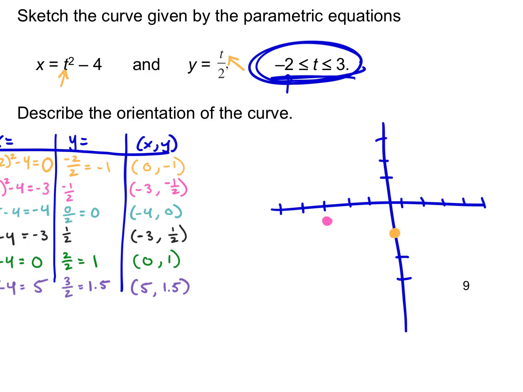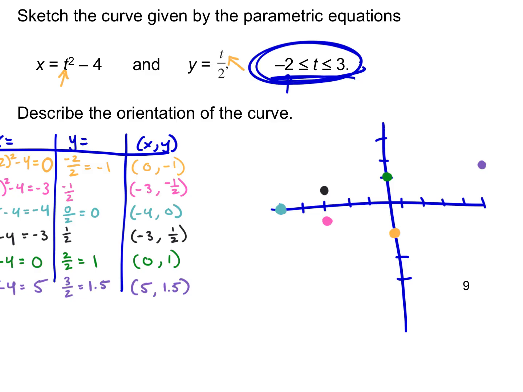Then my teal point, we go to the left 4 to negative 4, stay at 0. The black point here, we go to the left to negative 3, up 1/2. And then the green point, we stay at 0, go up 1. And then lastly, our purple point, we go to the right 5 and up 1.5.